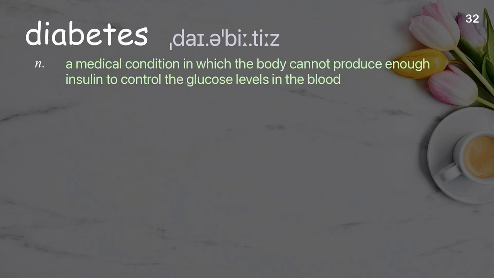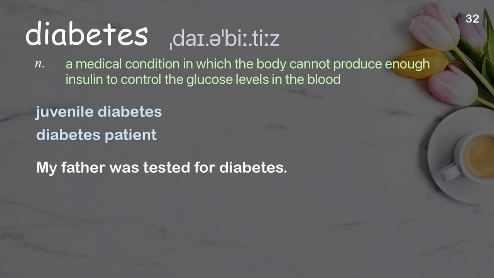Diabetes. A medical condition in which the body cannot produce enough insulin to control the glucose levels in the blood. Examples: juvenile diabetes. Diabetes patient. My father was tested for diabetes.